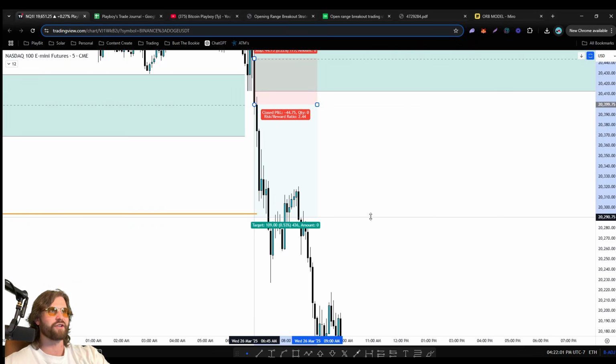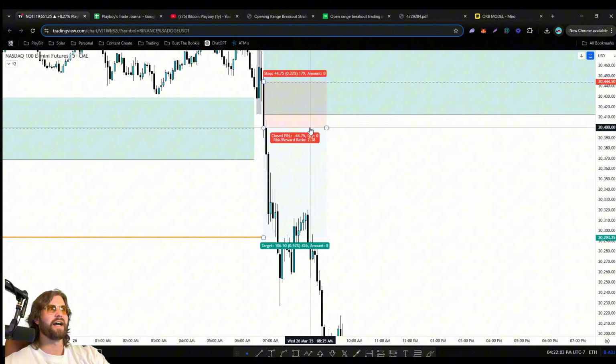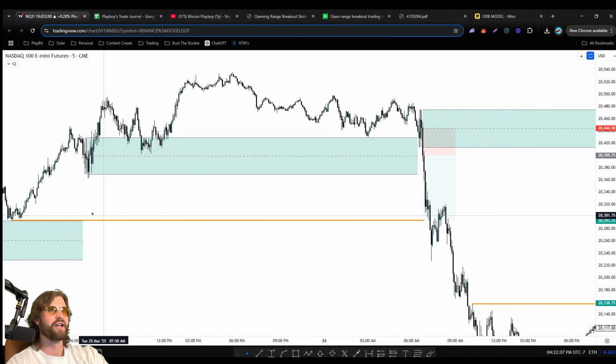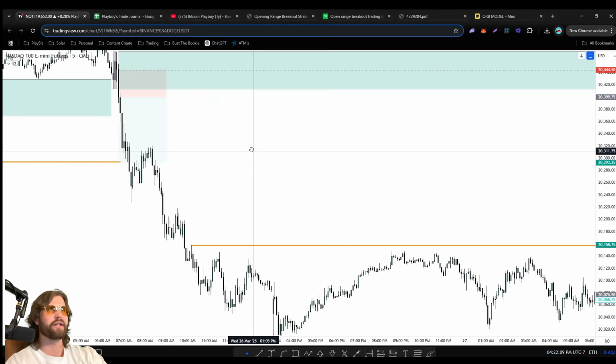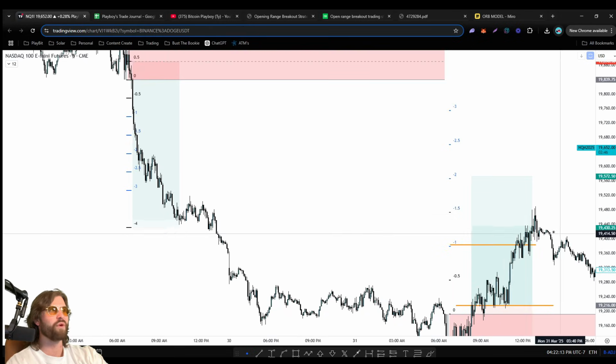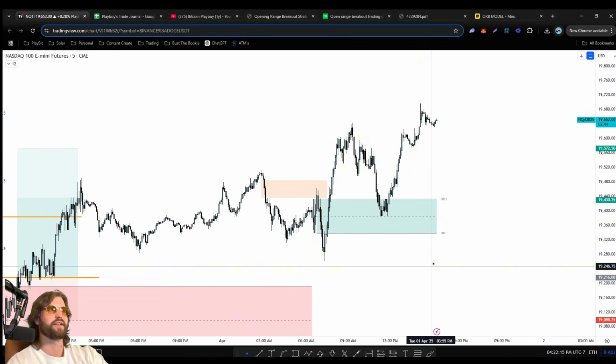If you take a look at this trade here, a nice 1 to 2.38 R, 5-minute closes outside the range. Take profit into the lows here. You got it. It's just consistent win after win. Take a loss, win, big win, take a loss, win, take a loss, take a loss, win, win, win.